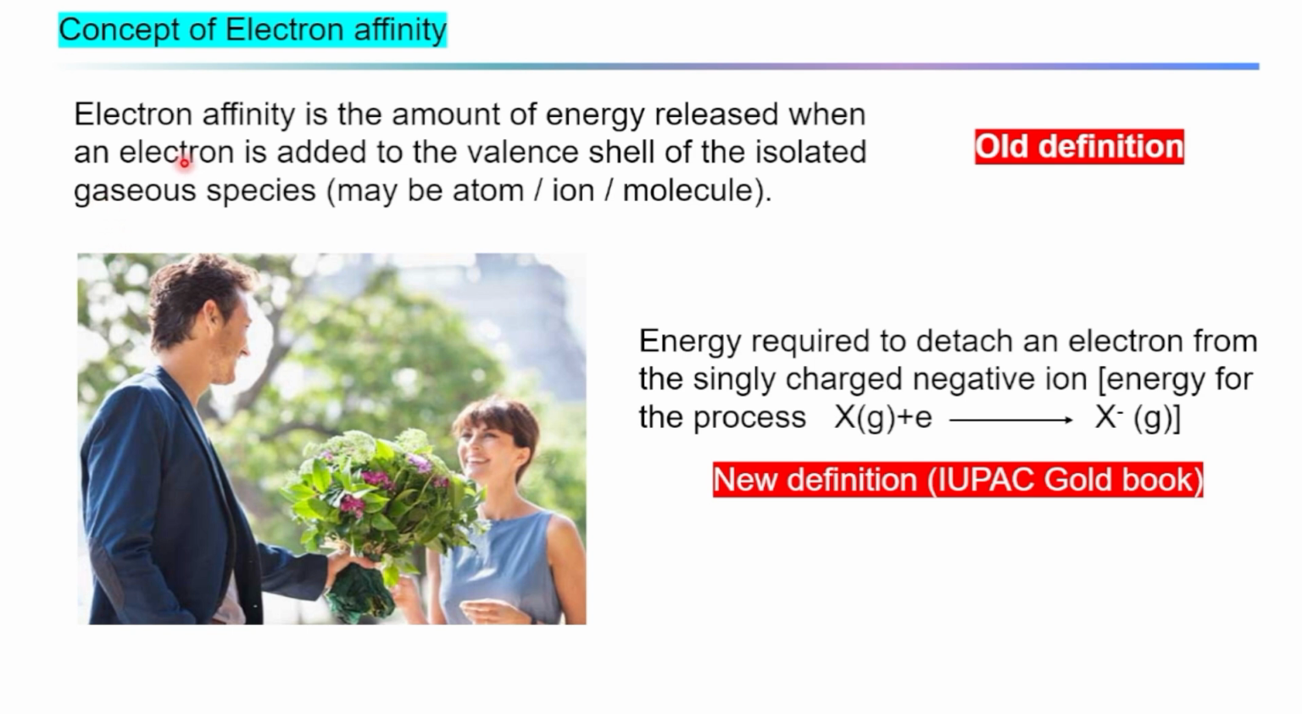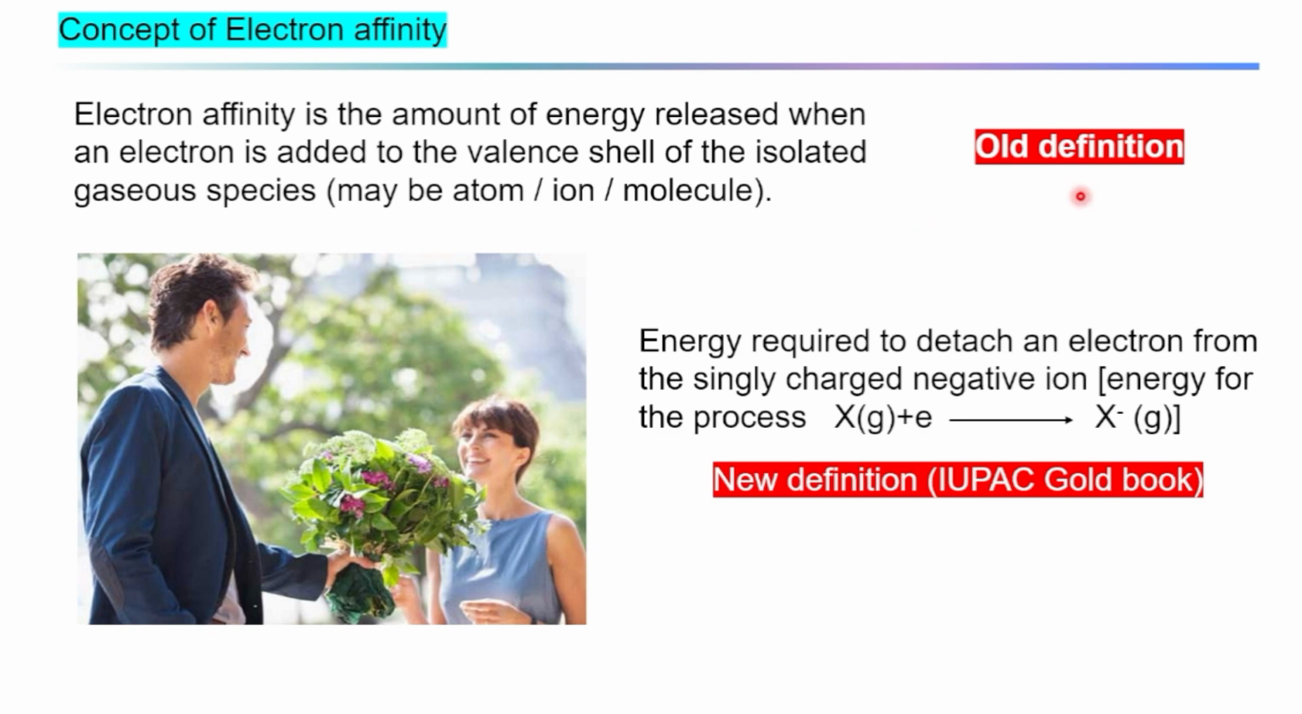That's why let's see the definition now. Electron affinity is the amount of energy released when an electron is added to the valence shell of an isolated gaseous species. It may be an atom, ion or molecule. So you are trying to add an extra electron in the valence shell of the isolated gaseous species. Now if the atom is willing to take that electron, then energy will be released, and if the atom is reluctant to take that electron, then you have to put in some energy.